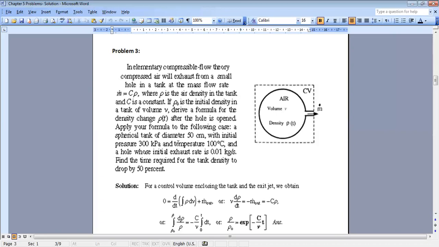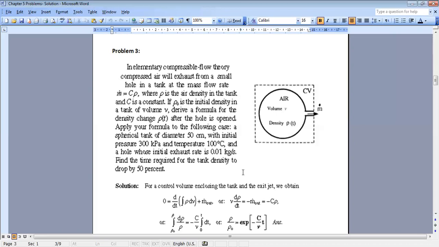Now let us try to write the equation for this problem. First, they want us to find the time needed for the density to drop by 50%. So we need to find rho as a function of time. Whenever you want to relate density to time, you should think about the continuity equation. Here it's a non-steady problem because it's a function of t. So I will start by writing the continuity equation.